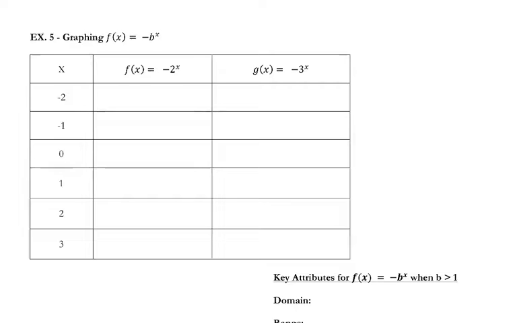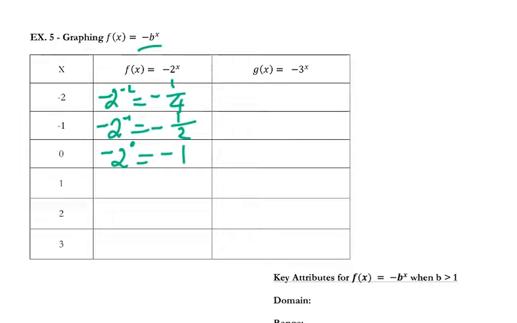Negative b to the x. So now the negative is out front and not in the exponent. So we have -2 to the -2 power. That's -1/4. -2 to the -1. Well, we've got a negative out front. 2 to the -1 is 1/2. -2 to the 0 is -1. -2 to the 1 is -2. -2 squared is -4. -2 to the 3rd is -8.